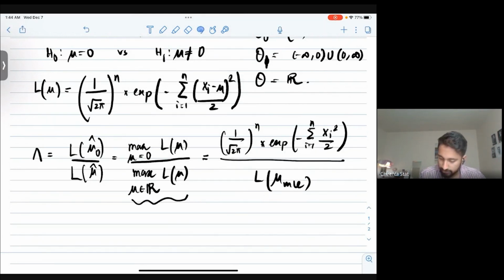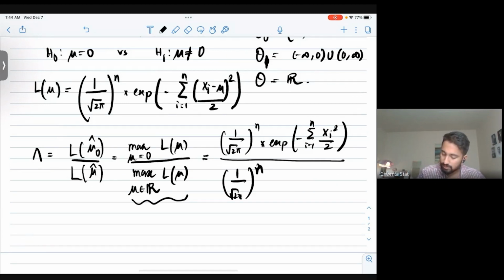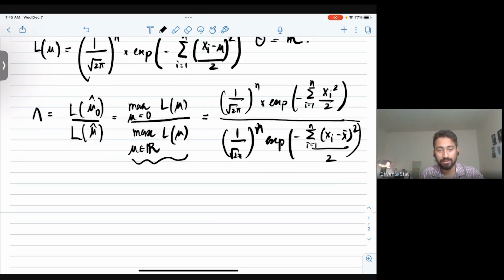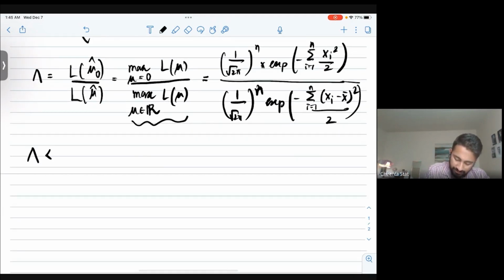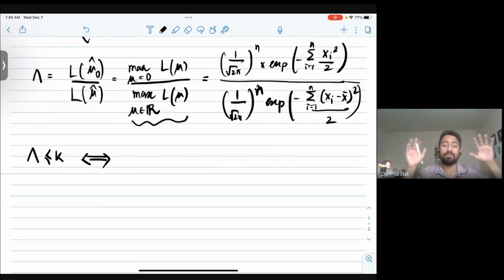And what is L of mu MLE? It's 1 by root 2 pi whole to the power n, which will cancel out, times exponential minus summation of (xi minus mu MLE) whole square by 2. You know what the MLE is: it's x bar. So this is the special quantity, and this must be less than a certain k to be rejected. You will find k from the level of significance alpha. But the goal is to find the form of the rejection region.